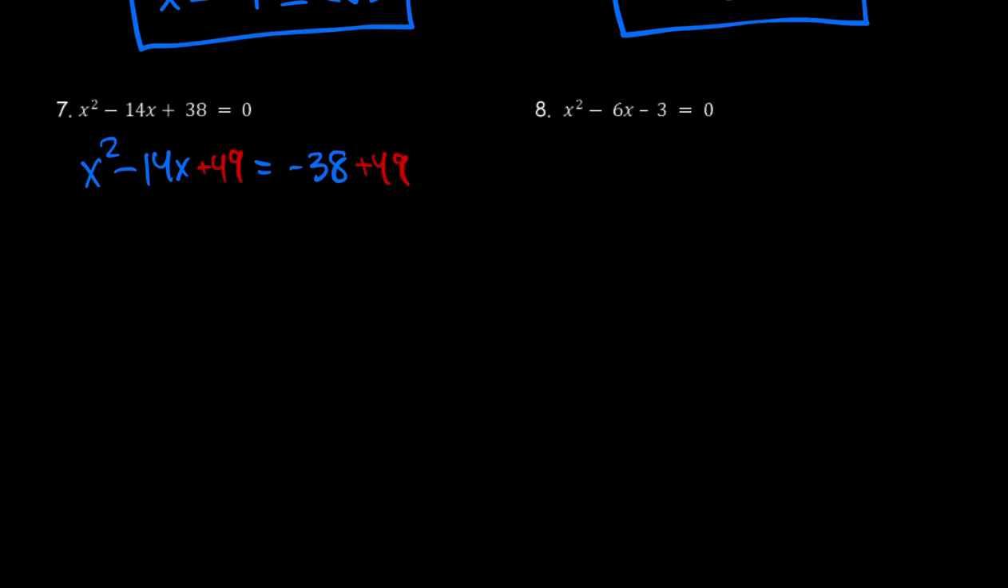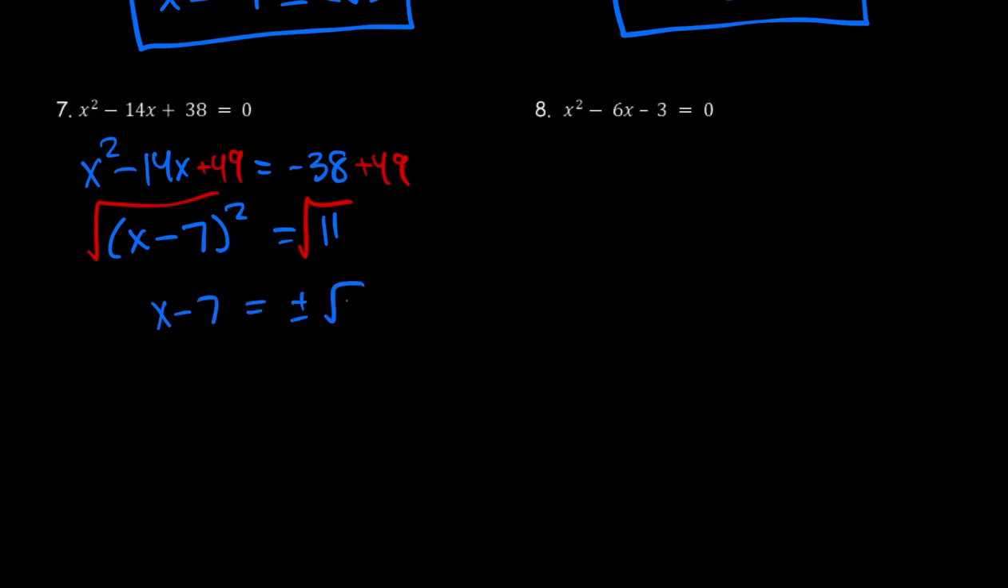X squared minus 14x plus 49 factors to x minus 7 squared. Negative 38 and 49, what is that, 11? Now we square root both sides. And that gives me x minus 7 equals plus or minus square root 11. I like square root 11 because I know I can't simplify it. So all I have to do now is add 7 to both sides. 7 plus or minus square root 11.